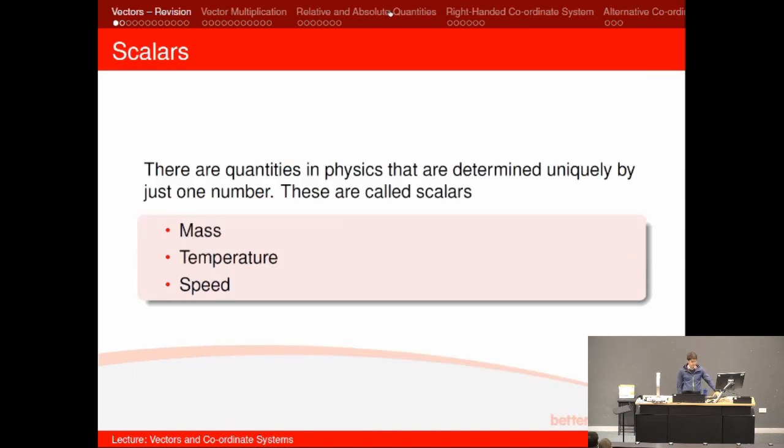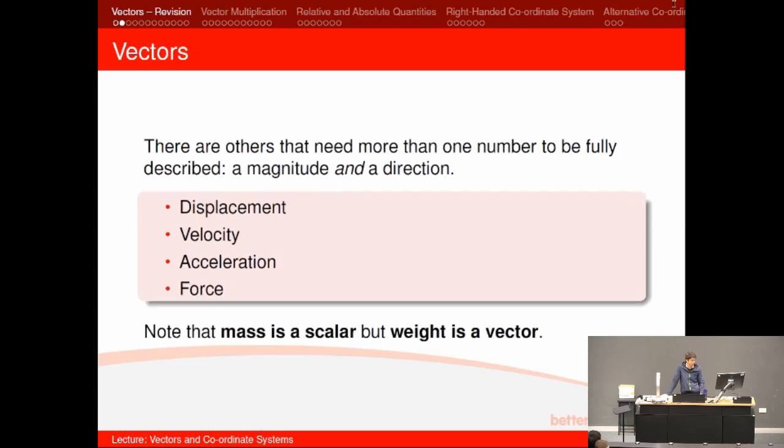Okay, so scalars. A scalar is a quantity that just has a magnitude, so there's no direction, it is just one value. That is usually mass, temperature, speed. You weigh a certain amount, kilograms. The temperature today is 20 degrees, I wish. And speed, I'm going at 60 miles per hour. Mass is a scalar, but weight is a vector.